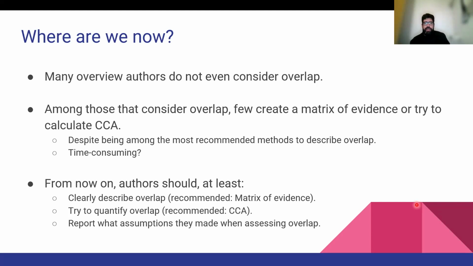But what I propose is that from now on, authors should at least clearly describe overlap. I recommend using a matrix of evidence. Try to quantify overlap. I would recommend through the CCA calculation and report what assumptions they are making when assessing overlap, because it could be quite different depending on the assumptions.